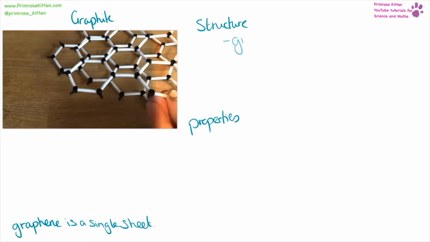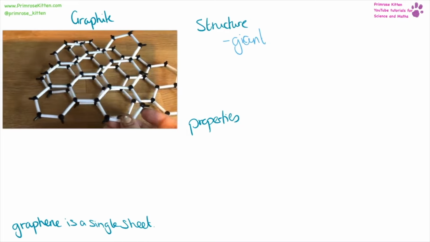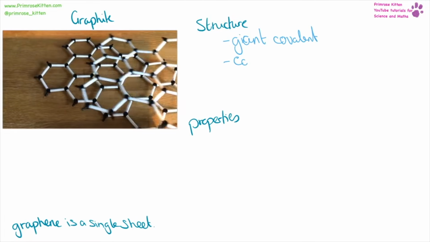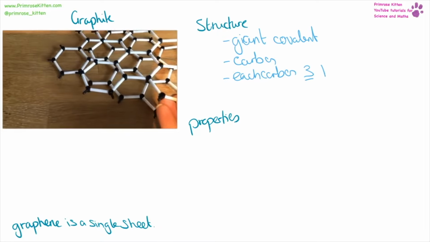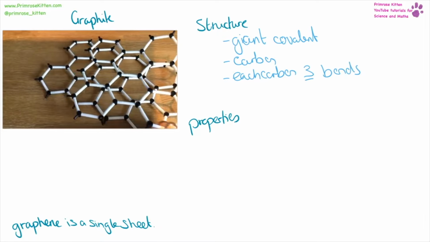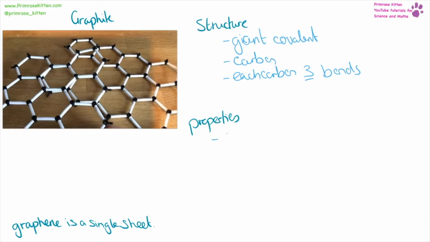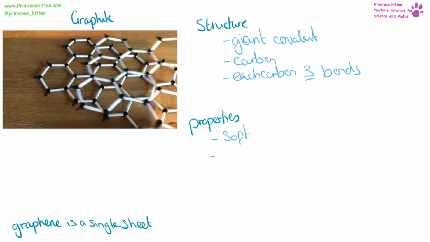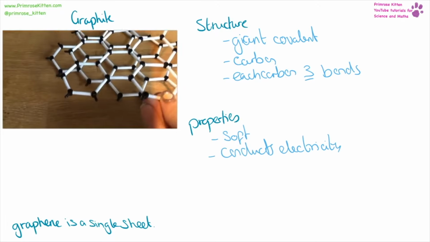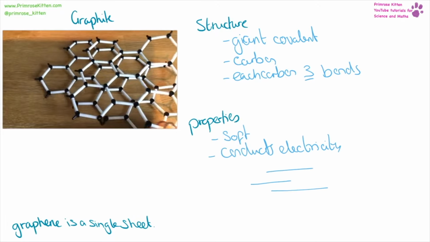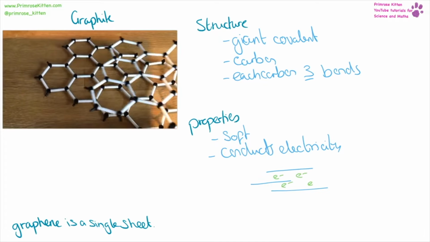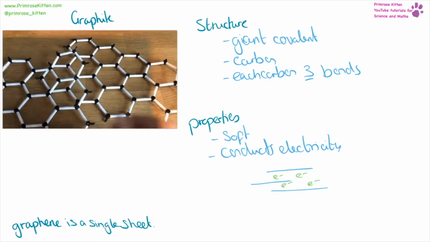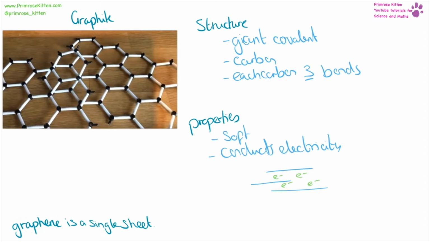Graphite is also a giant covalent compound. It is like diamond, pure carbon, but each carbon makes 3 bonds to other carbons, not 4 like in diamond. The properties are that it is soft and it conducts electricity. Because it is in sheets and there is a spare electron floating around in between these, it will conduct electricity. Graphite is what you find in pencils. Graphene is just a single sheet.